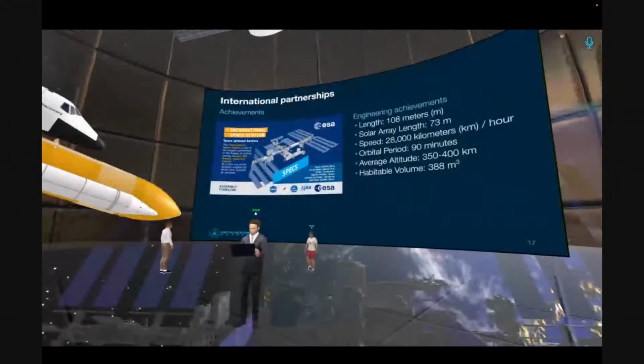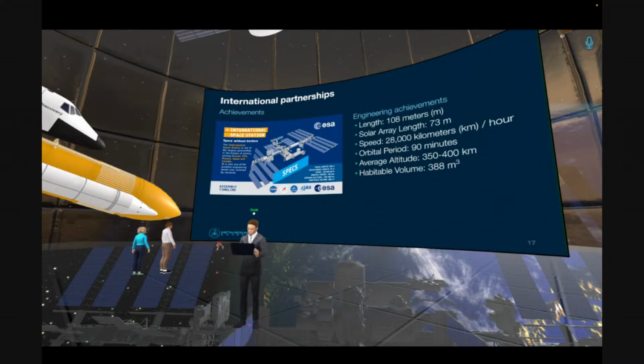So now I'll go to the next slide, which shows all the great achievements of this space station and what makes it unique in history. This space station combines the efforts of many, many countries, but there are no borders in this space station. You can travel between each of the countries' modules freely. You can access all the pieces of the space station. There's no doors.